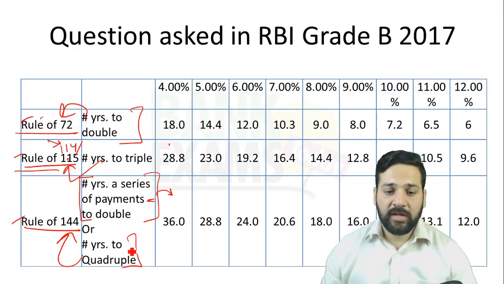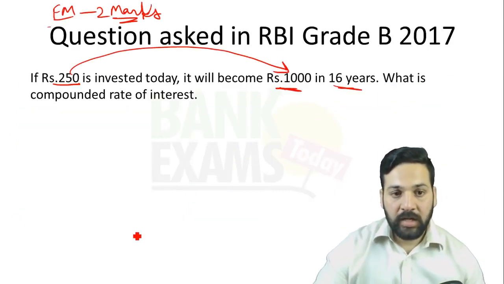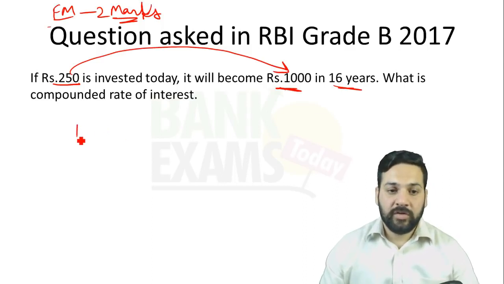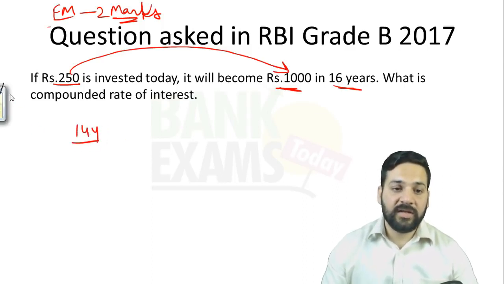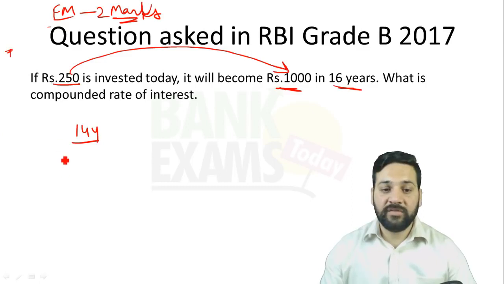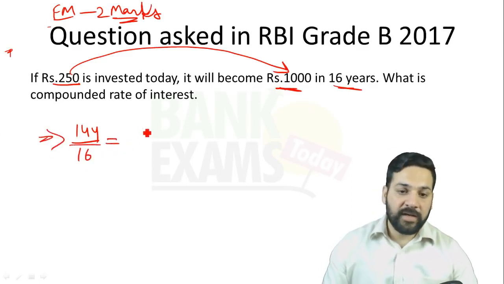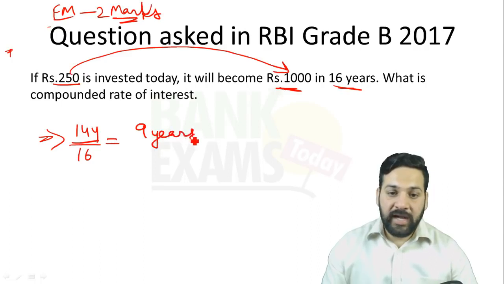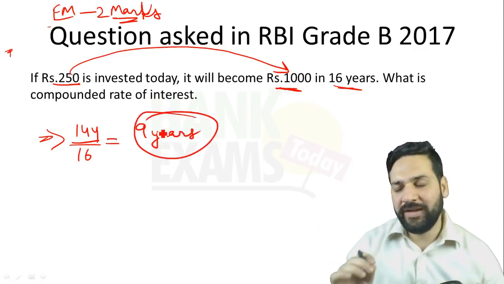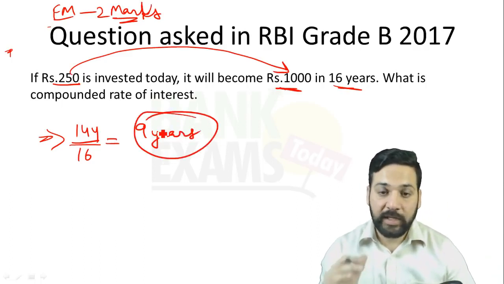Last year this was asked. So if the money is quadrupled, simply instead of using 72 divided by the number of years, we are using 144 divided by the number of years. So it becomes 9 years. So 9 years is the answer. Very simple question. So money quadrupled.